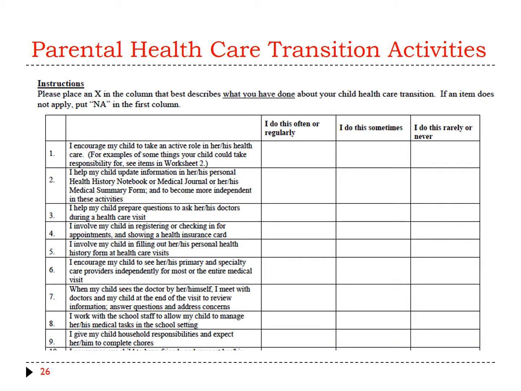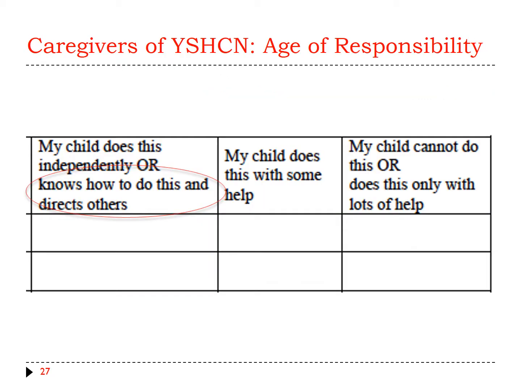This section appears in all 3 guides. It assesses the caregiver's transition preparation activities with the patient. Children with significant physical limitations may not have a goal to complete activities independently. Their ability to direct others, for example, a personal attendant, is a more appropriate goal. Therefore, both options are presented in the parent and caregiver worksheets for the age of responsibility.